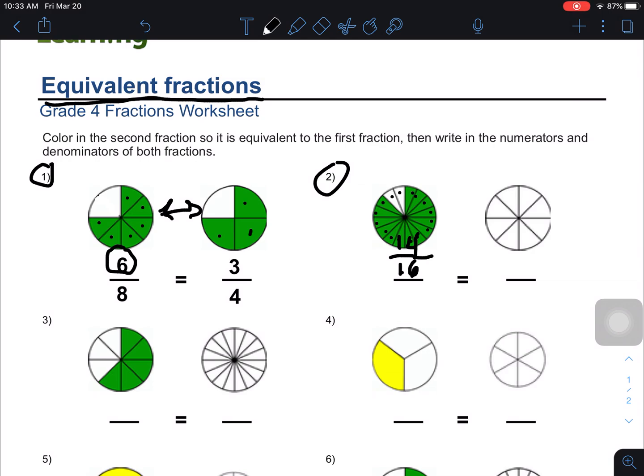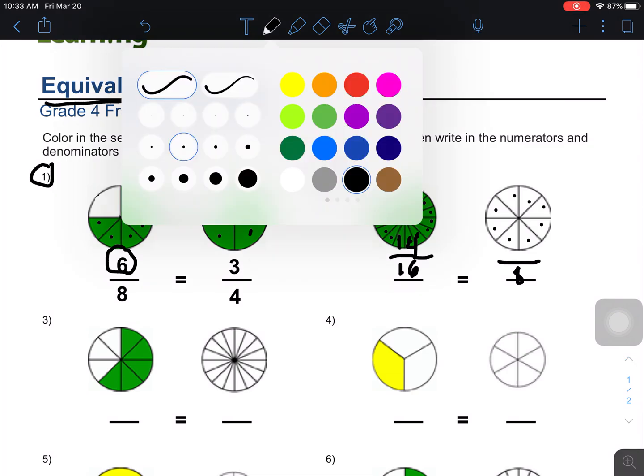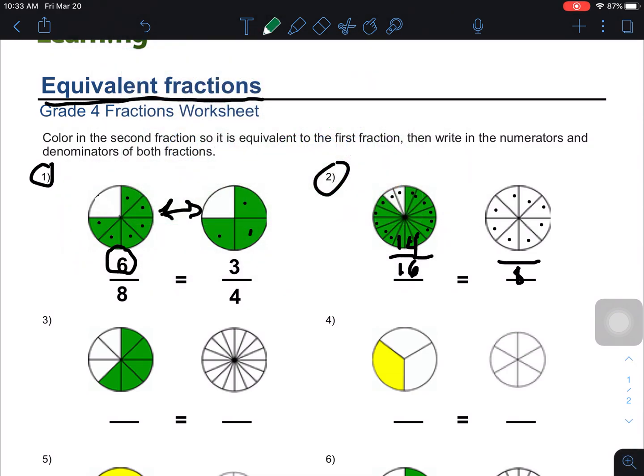Over here, we have 1, 2, 3, 4, 5, 6, 7, 8. So we can write 8. Now we need to find an equivalent fraction. So what I'm going to start doing is I'll pick the same colors they have here, and I'm going to start shading. So there's 1, there's 2, there's 3, there's 4, there's another one.